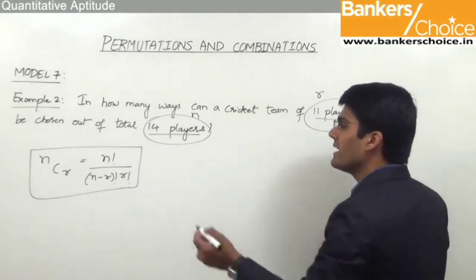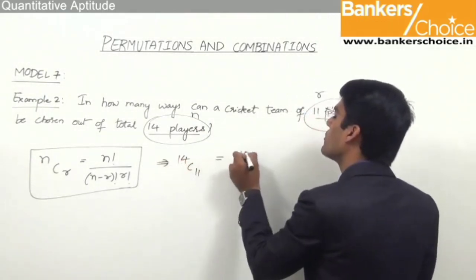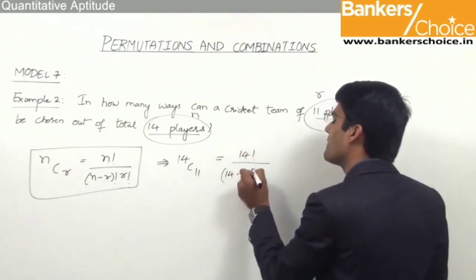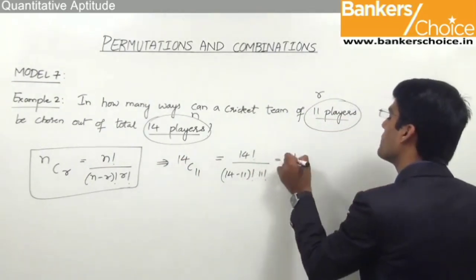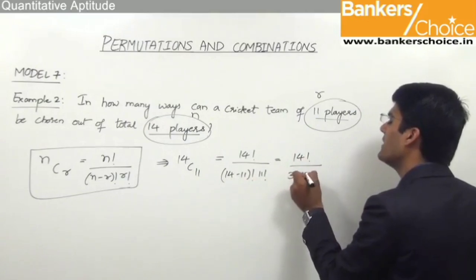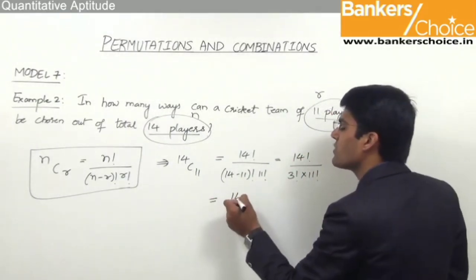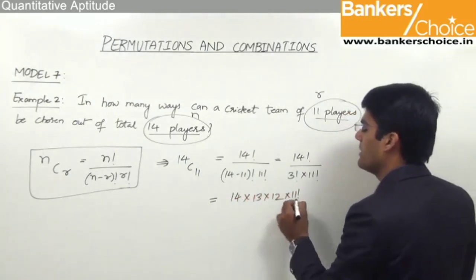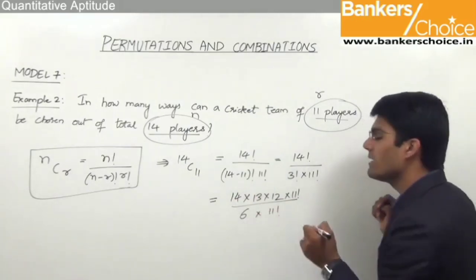So we can say that the answer here should be 14C11, which will be equal to 14 factorial divided by (n minus r), that is (14 minus 11) factorial, into r factorial, 11 factorial. So this can be taken as 14 factorial by (14 minus 11) factorial, which is 3 factorial, into 11 factorial. Now if you expand 14 factorial, that comes out to be 14 into 13 into 12 into 11 factorial, divided by 3 factorial, which is equal to 6, into this 11 factorial as it is.